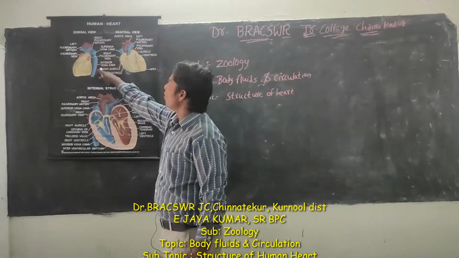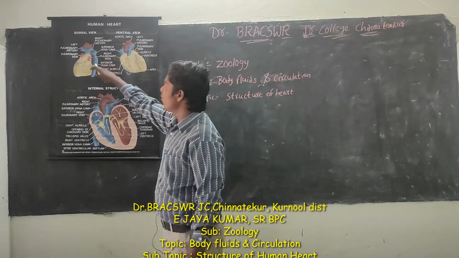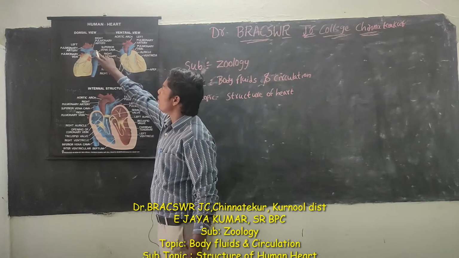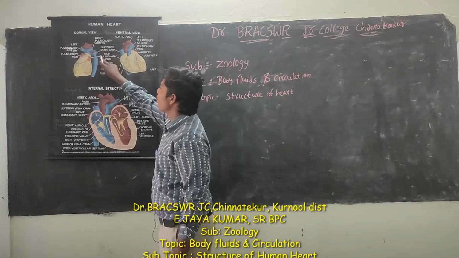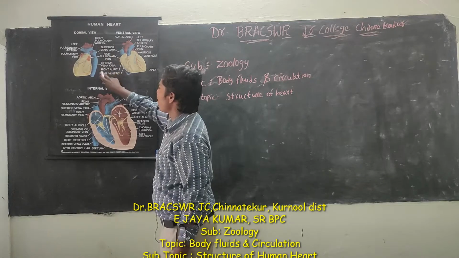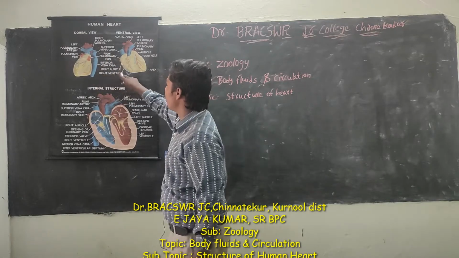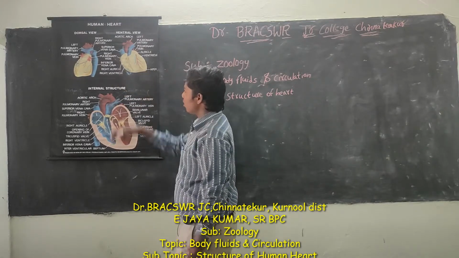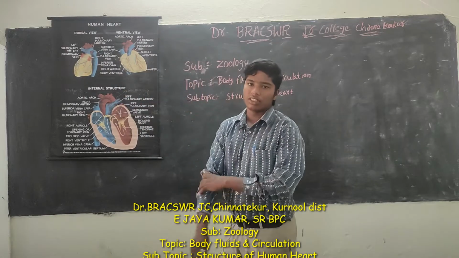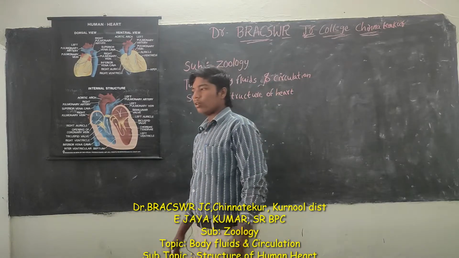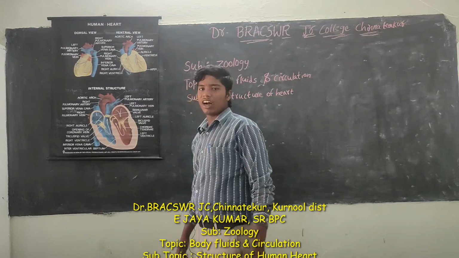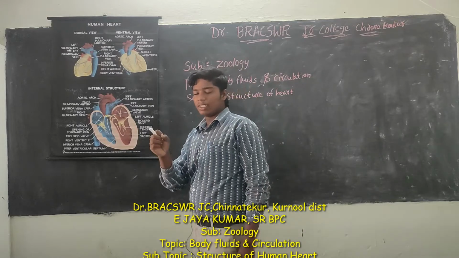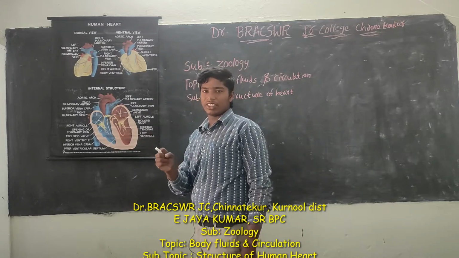Heart is seen in dorsal view and ventral view. In dorsal view, left pulmonary artery and pulmonary vein, right pulmonary artery, superior vena cava, right pulmonary vein, inferior vena cava, right auricle and right ventricle are there. Apex. Structure of human heart: it is a hollow, muscular, cone-shaped, pulsating organ situated between the two lungs. Its shape is like a pinched fist.